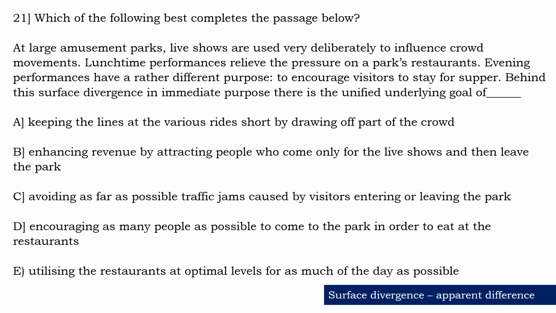So here the passage is talking about how live shows are used by amusement parks. They are used deliberately to influence the crowd movements. At lunchtime, a lot of pressure will be there on the restaurants, because all the visitors to the amusement parks will be going for lunch together to the restaurant. So there will be a lot of pressure on the restaurants.